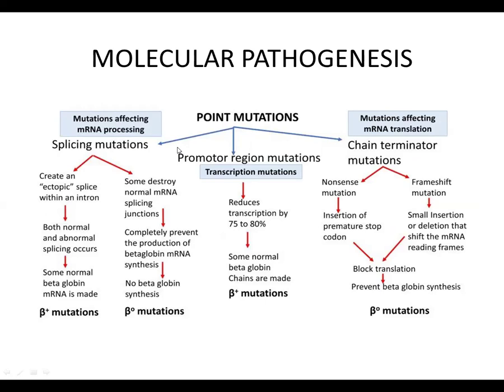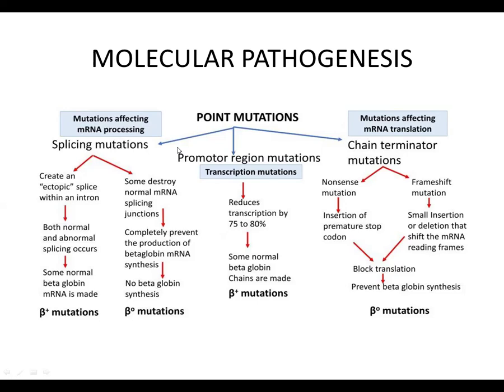In cases of splicing mutations, there is an ectopic part that is added into the allele, and this results in some normal beta globin synthesis along with some abnormal beta globin synthesis. So some of the beta globin chain that is formed is normal and the other is mutated. Another type of splicing mutation includes destruction of the normal junctions, which results in no beta globin chain synthesis. So this is called beta naught mutation, in which there is total absence of beta globin chain synthesis.